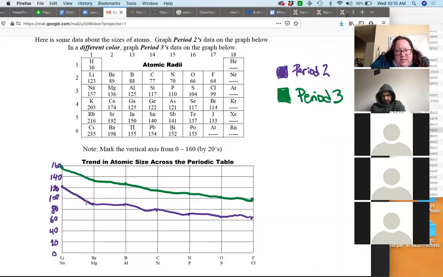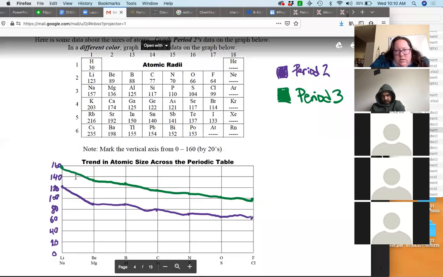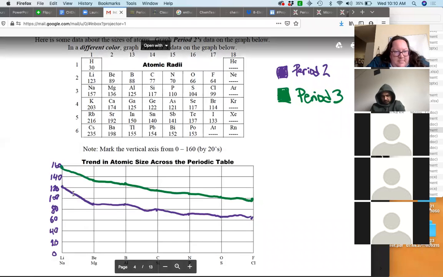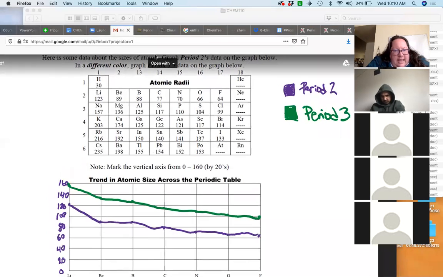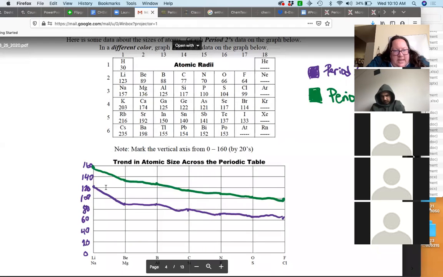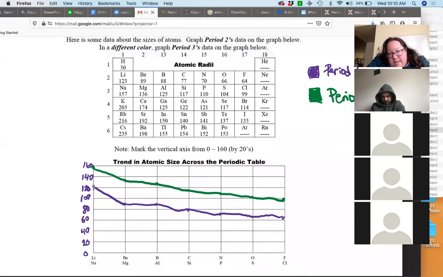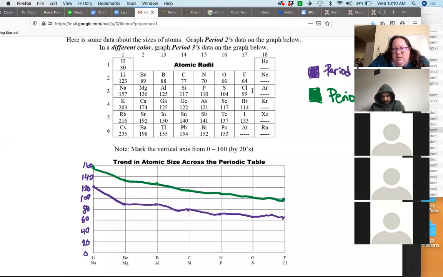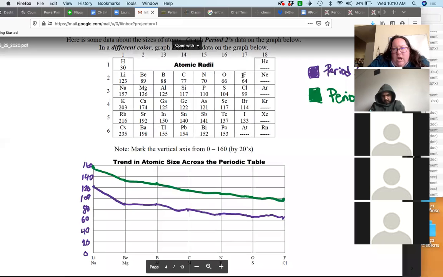So this is period 2. This is period 3. What's happening? What do you notice? So if we're thinking about that from just a general standpoint, we want to make sure that as we start to think about trends in our periodic table, we can identify how they change as we move across a period, and then as we move down a group or up a group.